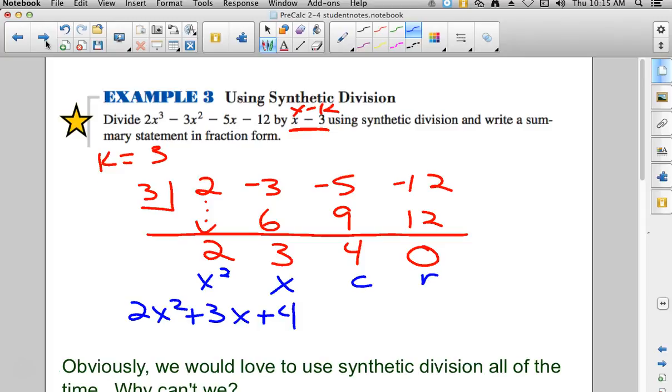And it said write a summary statement in fraction form. So now we're like, well, that was our answer. Did we have a remainder? No. Well, that is in fraction form then, because we'd say plus 0 over blah, blah, blah, and that doesn't make any sense. So this is our fraction form.